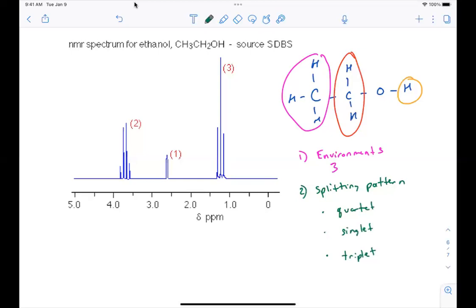What about this red one in here? How many neighboring hydrogens does it have? Only neighboring carbons. 3. So therefore, what kind of splitting pattern should it have? Quartet. This one on the O has no neighboring hydrogens, so it should have a singlet. So there we go. We verified that we are correct here. It's the number of neighboring hydrogens plus 1, because the environment itself has one splitting, like its own peak automatically.